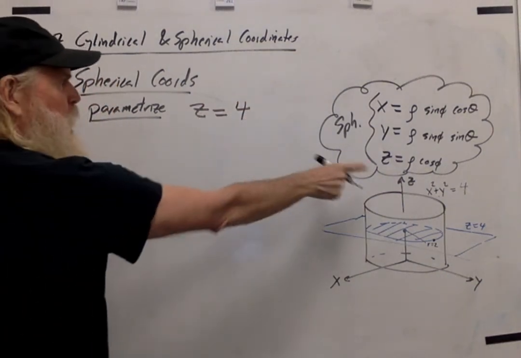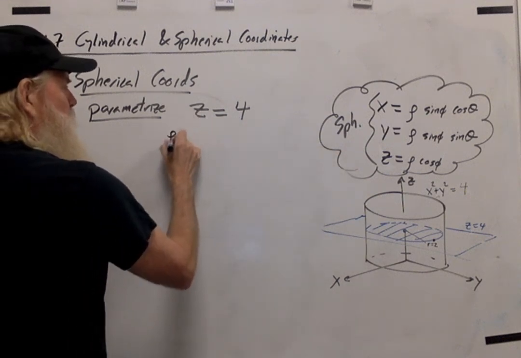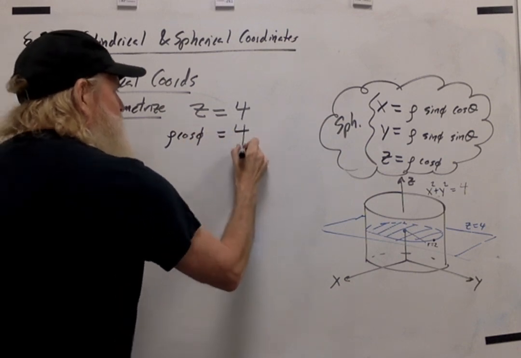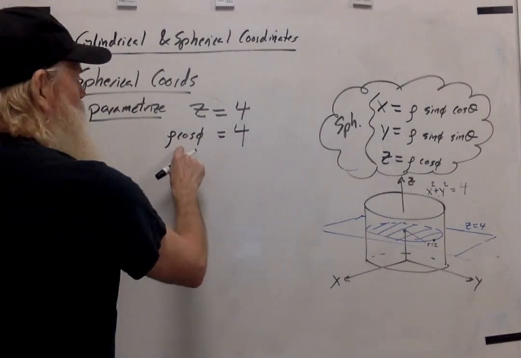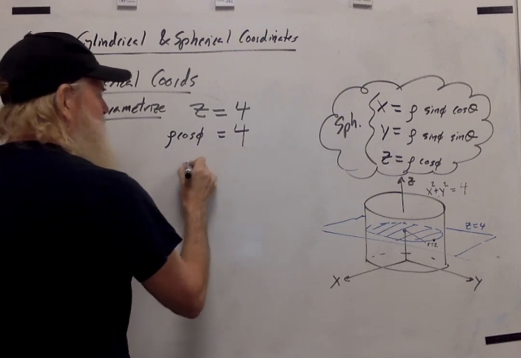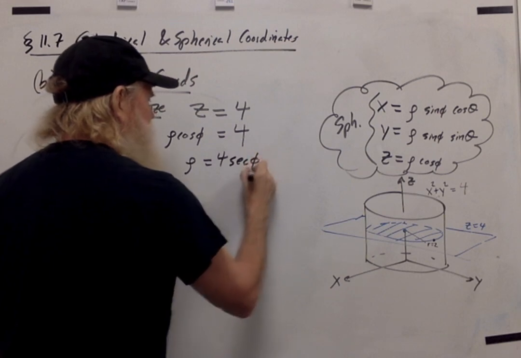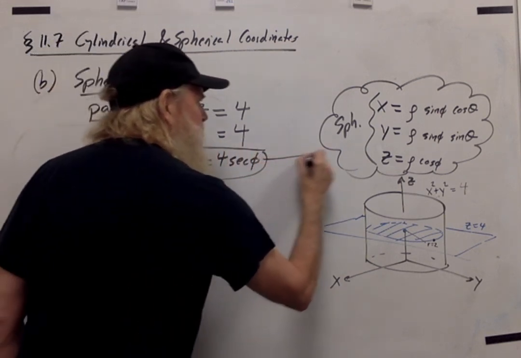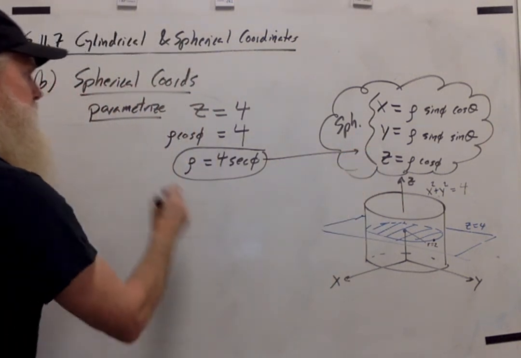So I'm going to take the spherical coordinates and substitute in here. I'm going to replace the z with rho cosine phi. So in spherical coordinates, the equation for that plane is rho cosine phi equals 4. Or if I divide both sides by cosine, I get that rho is 4 secant phi. I can then take that equation for the plane and substitute it back into those equations to eliminate rho.